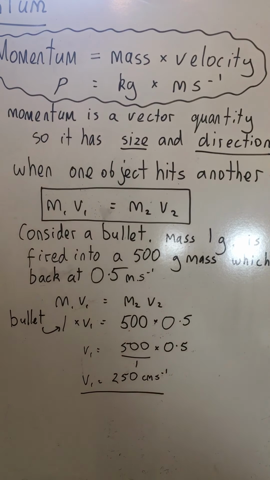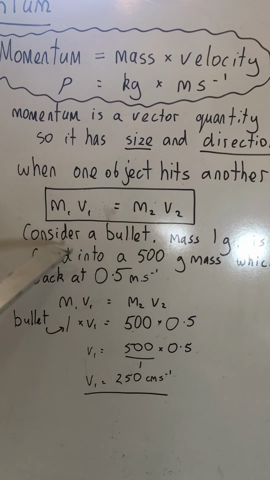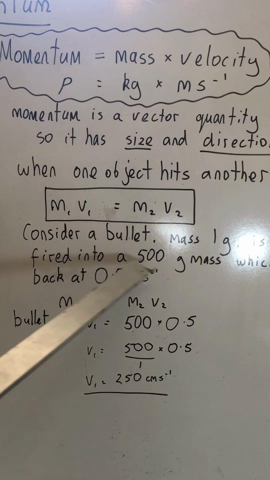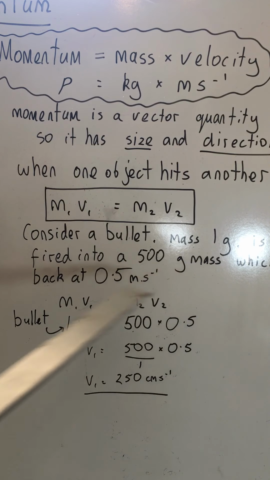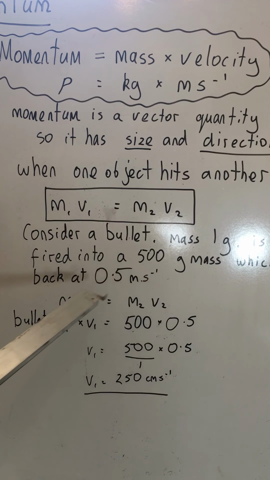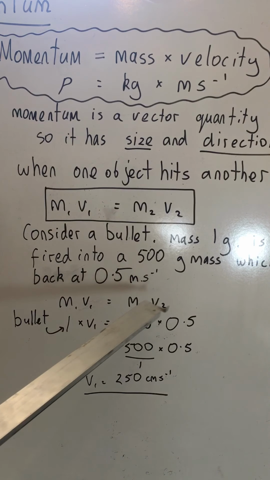Excuse me a moment. Then we consider a bullet. I don't know if you can see that with the reflected light. Consider a bullet. Mass of 1 gram is fired into a 500 gram mass which moves back at 0.5 meters per second. So it's a rifle. It's being shot into a stationary mass. Usually it's on a little trolley, and the stationary mass moves back.